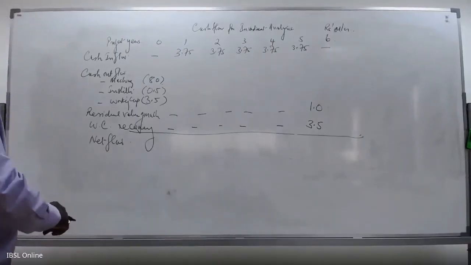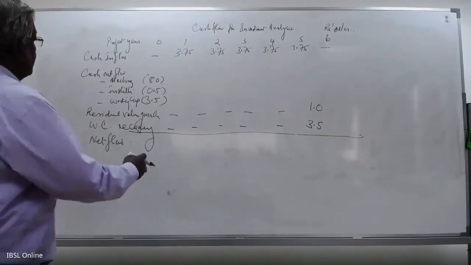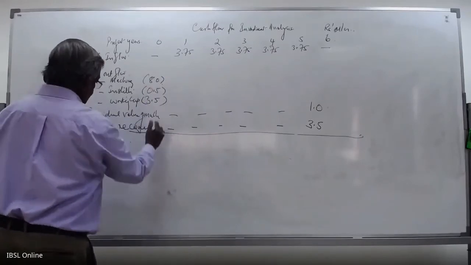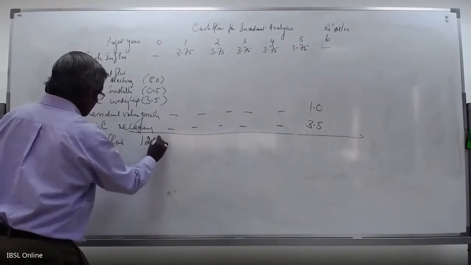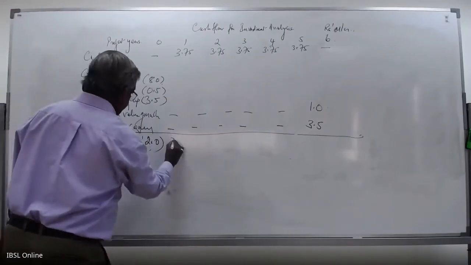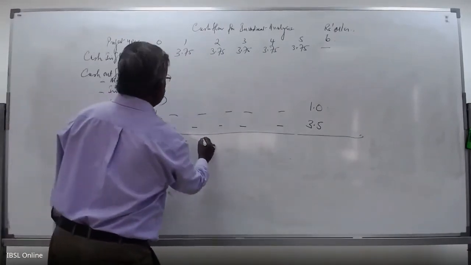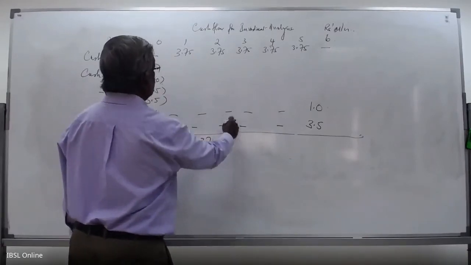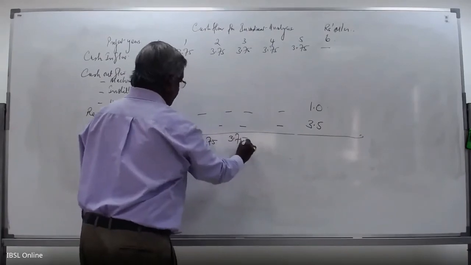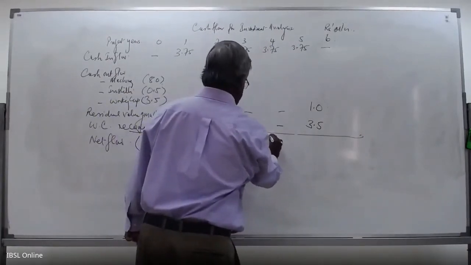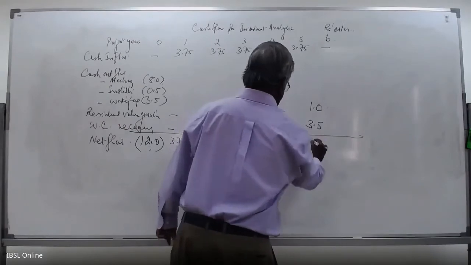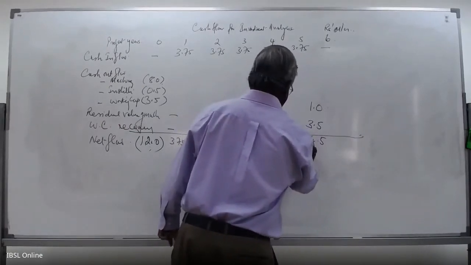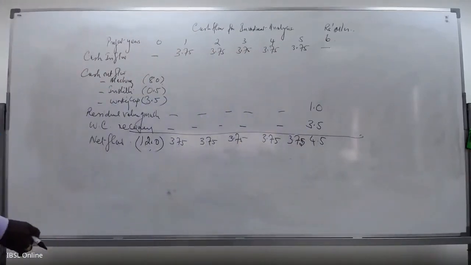I'm sorry. Right. So now the net flow. Here 3.5 plus 5.4 plus 12.0 million, negative, then 3.75, then 3.75, then 3.75, 3.75, 3.75, and here 4.5. This is the net cash flow now.